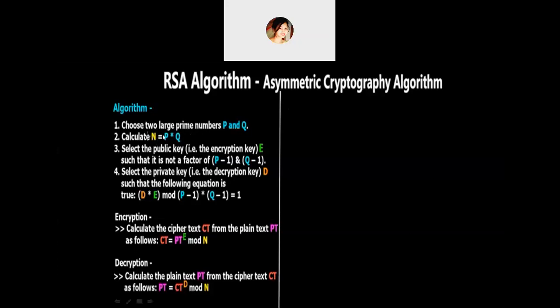In this algorithm, you have to choose two large prime numbers. There are conditions on how to choose those prime numbers; you can't just take any prime numbers. After taking those two large prime numbers, you have to calculate n, that is, n equals p into q, the product. Then in the third step, you have to select a public key, that is the encryption key, marked as E.